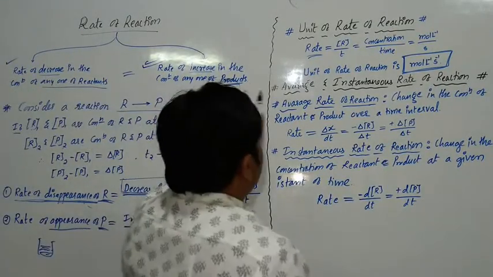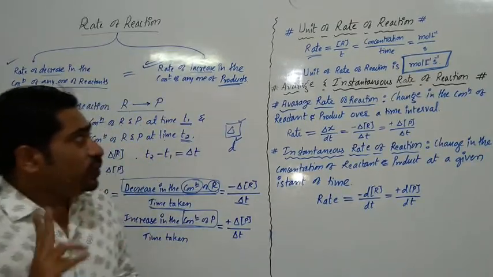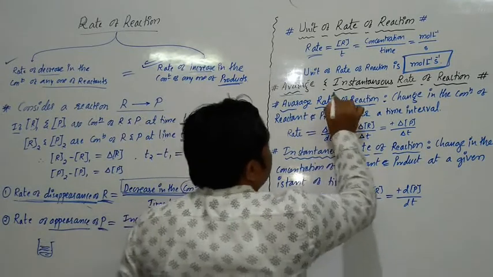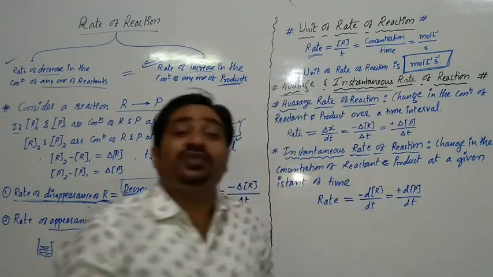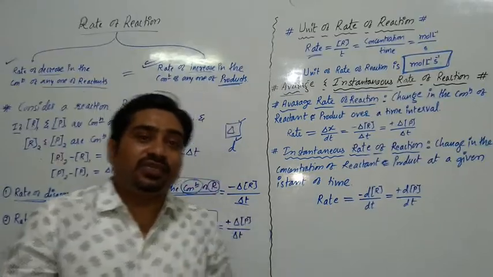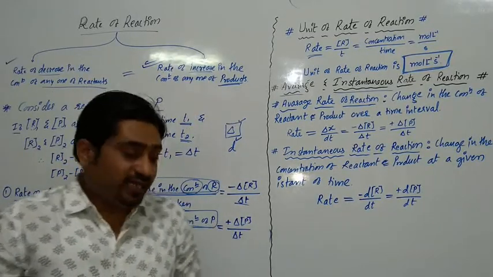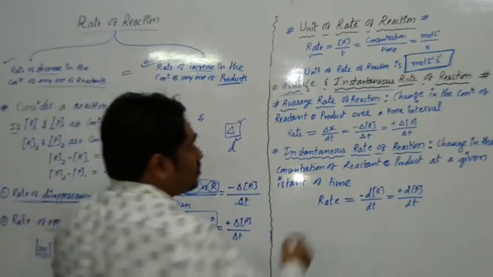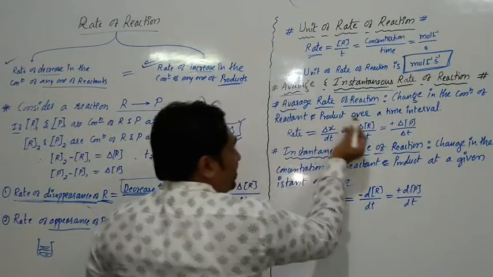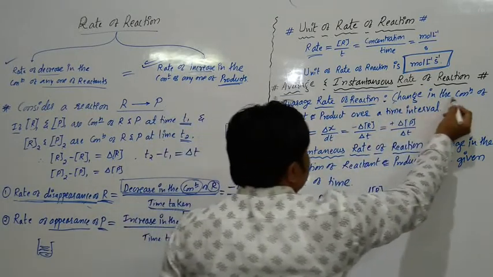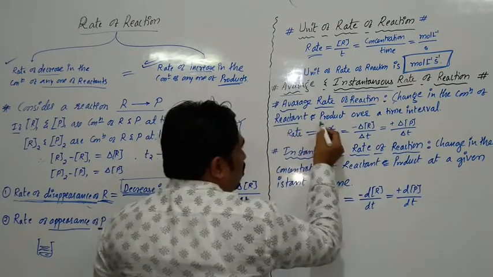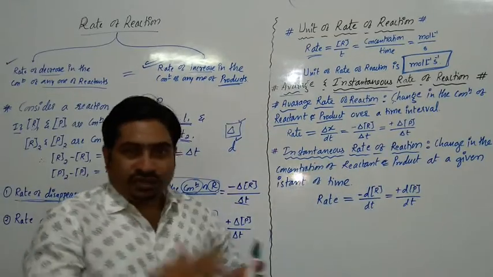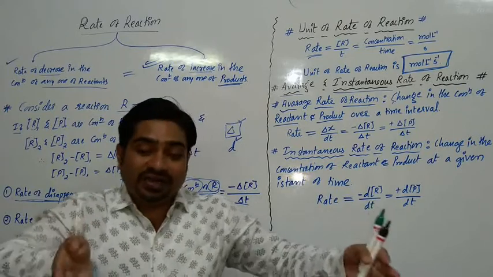Okay. Next, there come two important topics. The first one is average rate of reaction, and the second one is instantaneous rate of reaction. So let us see what is average rate of reaction. The average rate of reaction can be given as the change in the concentration of reactant or product over a given time interval.